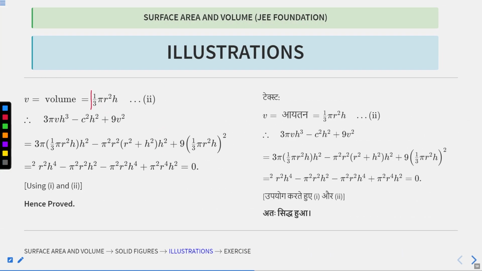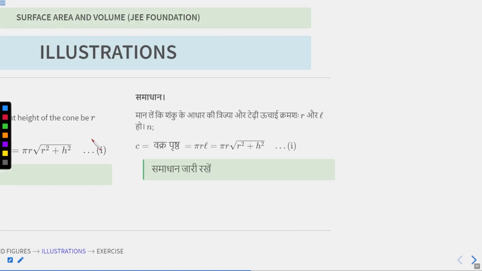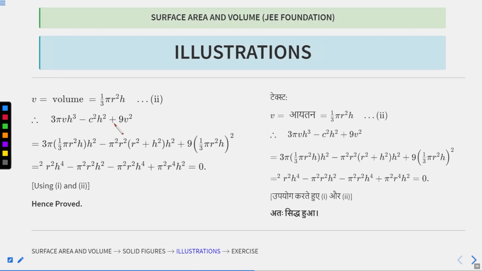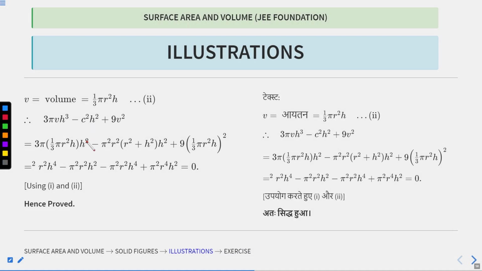Now volume, I already know the formula: for the cone, it is the cylinder volume divided by 3. So pi r square h divided by 3. Now for V, 1 upon 3 pi r square h, the cube is given. Sorry, let me see again whether it is cube or square in the question. Yes, it is cube. Okay, so this will be my cube.